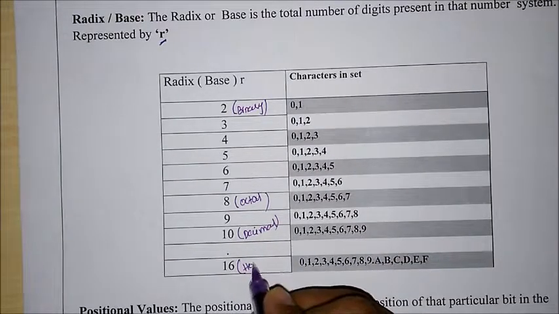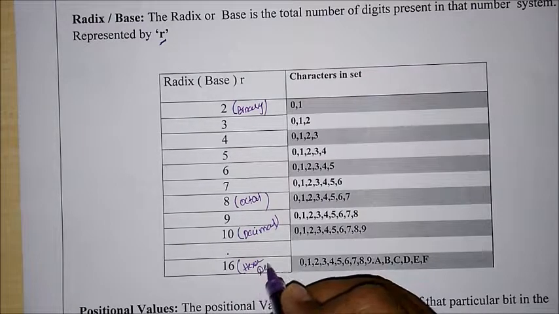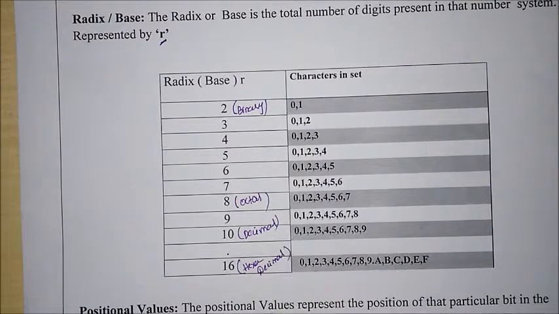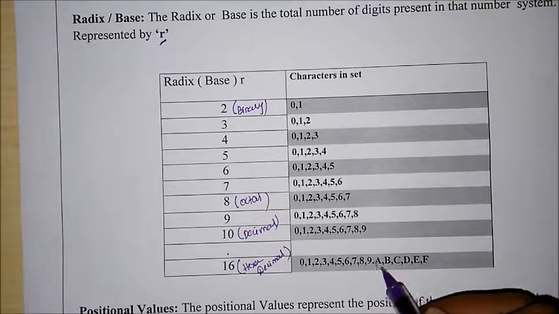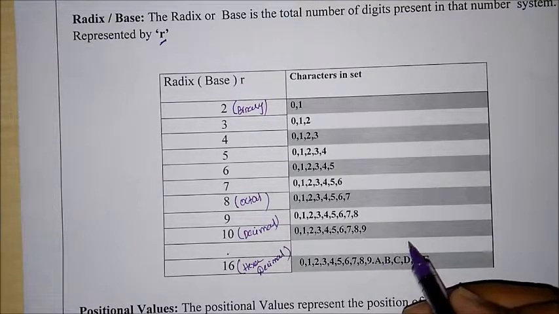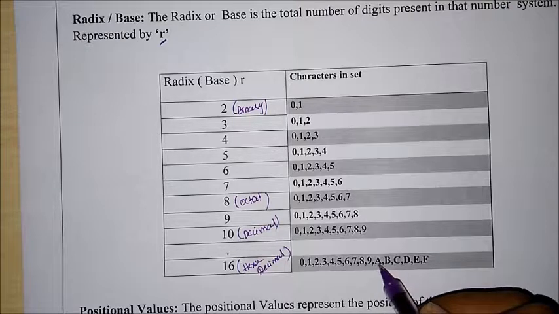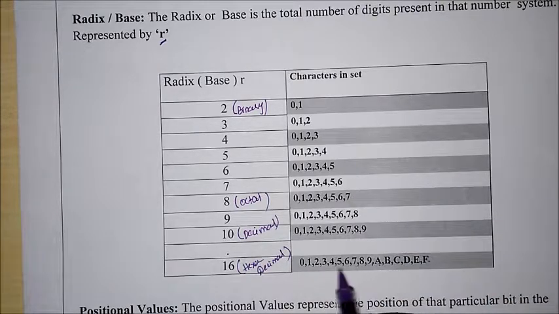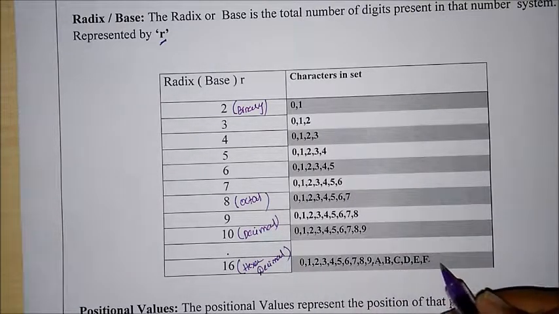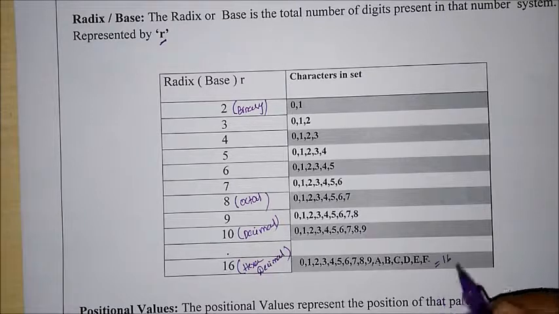And the hexadecimal number system is having 0 to 9, and after 9 we don't have 10 and so on. Whatever the next numbers we have, we are representing as A, B, C, D, E, F. So the total digits, alphabets as well as numerics, that we are having here is 16.